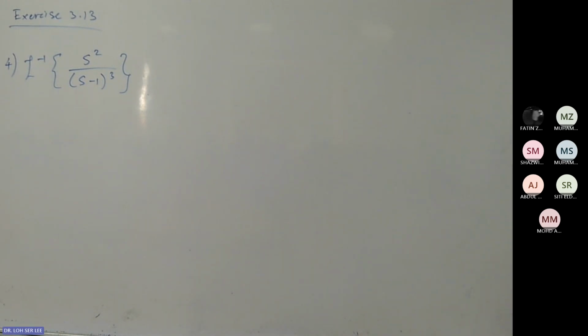Any idea? How to start? What property do you have to apply? Which one? Which property do you have to apply?